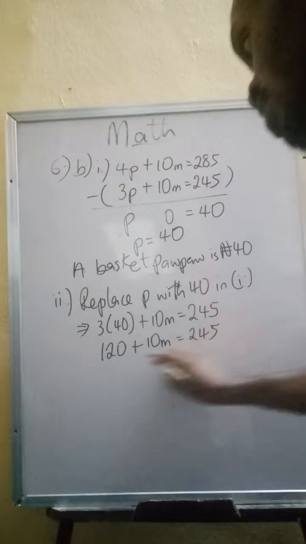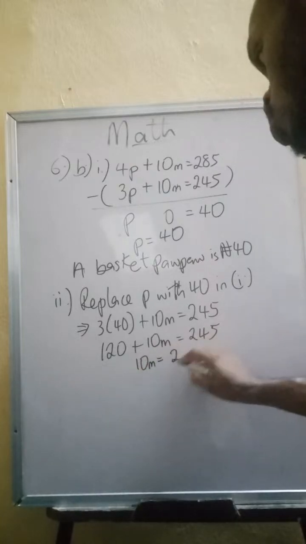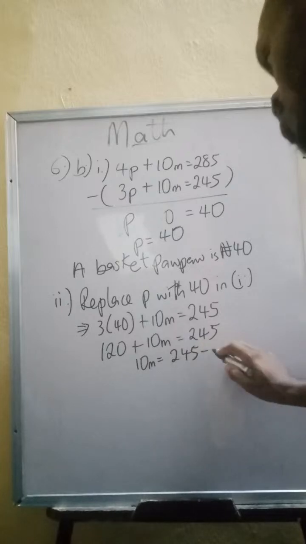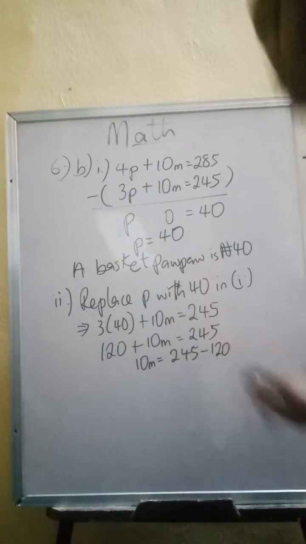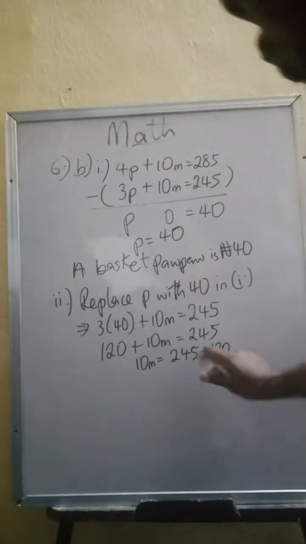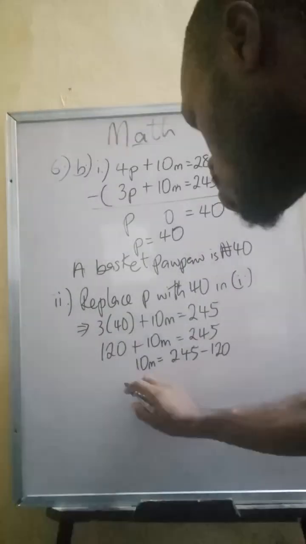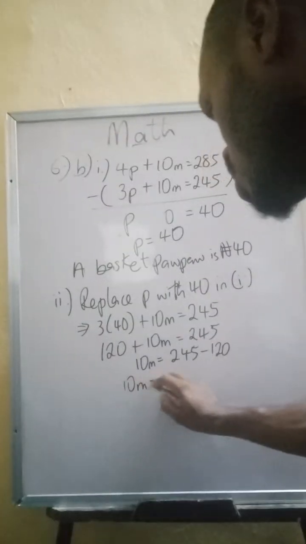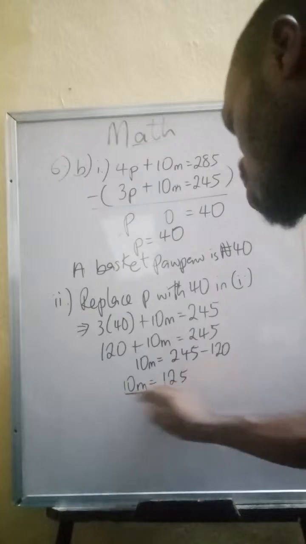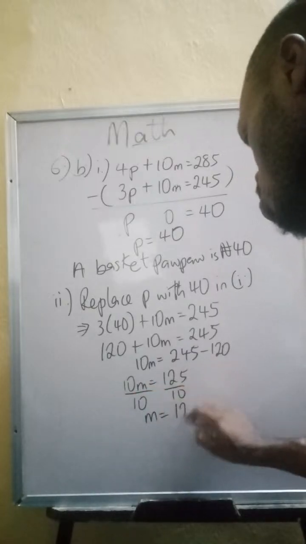So move on to finding your m. This is 245 minus 120. That gives you 125. And so you have 10m equals 125. Divide both sides by 10. So your m is 12.5.